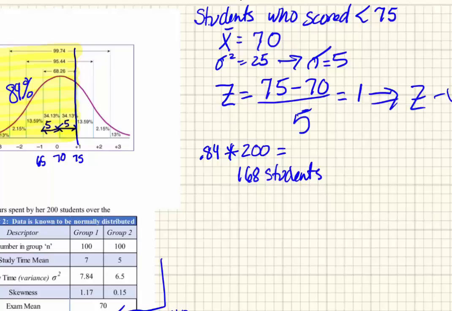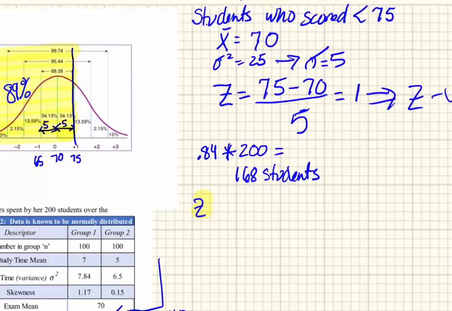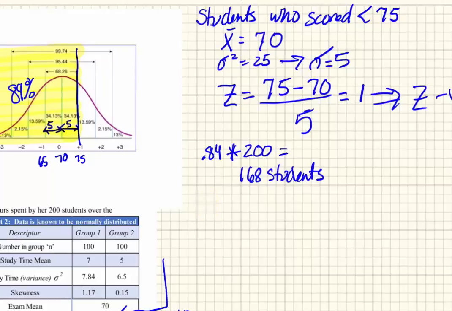Now, if I asked you the opposite of that, which would be how many students scored greater than 75, then we would do exactly the same thing, but in this case, we would have z equal to, I'm going to change the color of the pen just so you can see it's different. So it would be z equals, again, you could set it up the same way, as long as you know 75 minus 70 divided by 5, which is still going to equal 1.